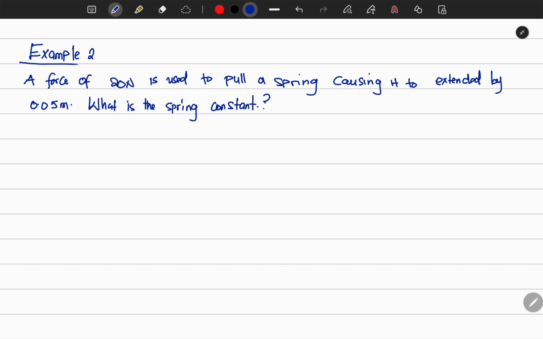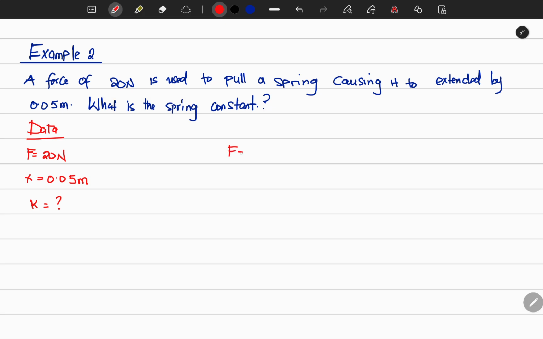Example 2. A force of 20 newtons is used to pull a spring, causing it to extend by 0.05 meters. What is the spring constant? Again, let's gather the data that we have there, right? So we have our force, 20 newtons. We have our extension, 0.05 meters. We're looking for K, which we don't know.